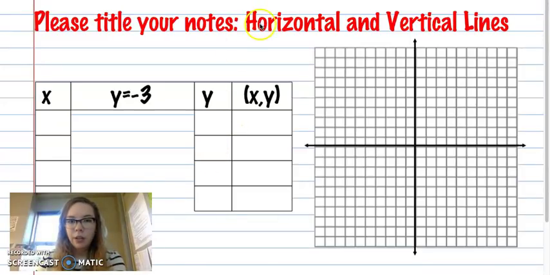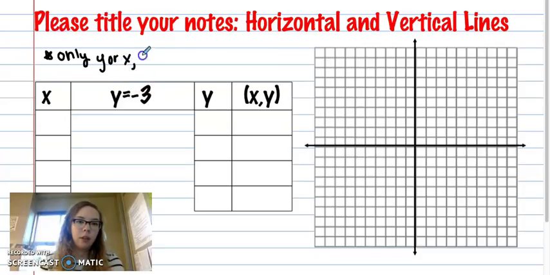Okay, today your title is horizontal and vertical lines. These are special cases. So in these types of lines, let's go ahead and write a note here. You're going to have only y or x, not both. Okay, so in this example, you have y equals -3. You could have had x equals -3.